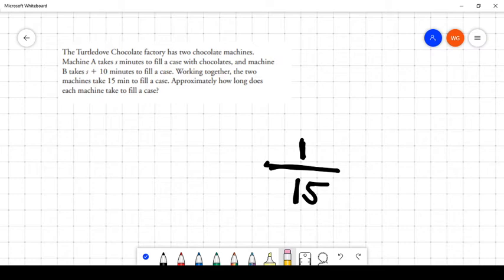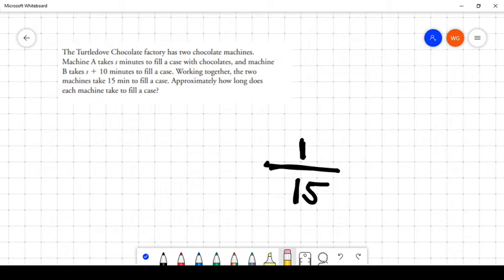So in 1 minute, what you're doing is completing 1/15 of the job, because the total amount of time taken to fill the case is 15 minutes. If you take 1 minute and you divide it by the 15, that tells you that in 1 minute, you're getting 1/15 of the case full. And like I said, if that concept sounds difficult, don't worry, it is kind of difficult.